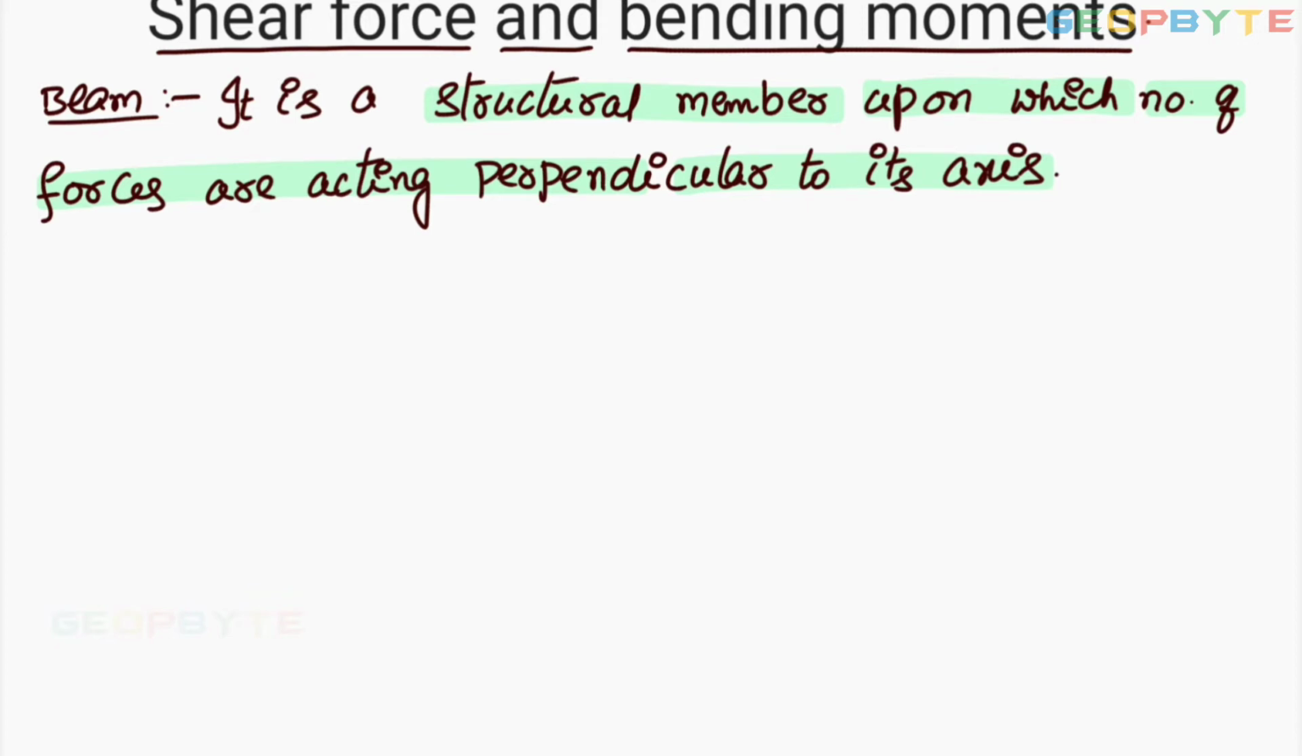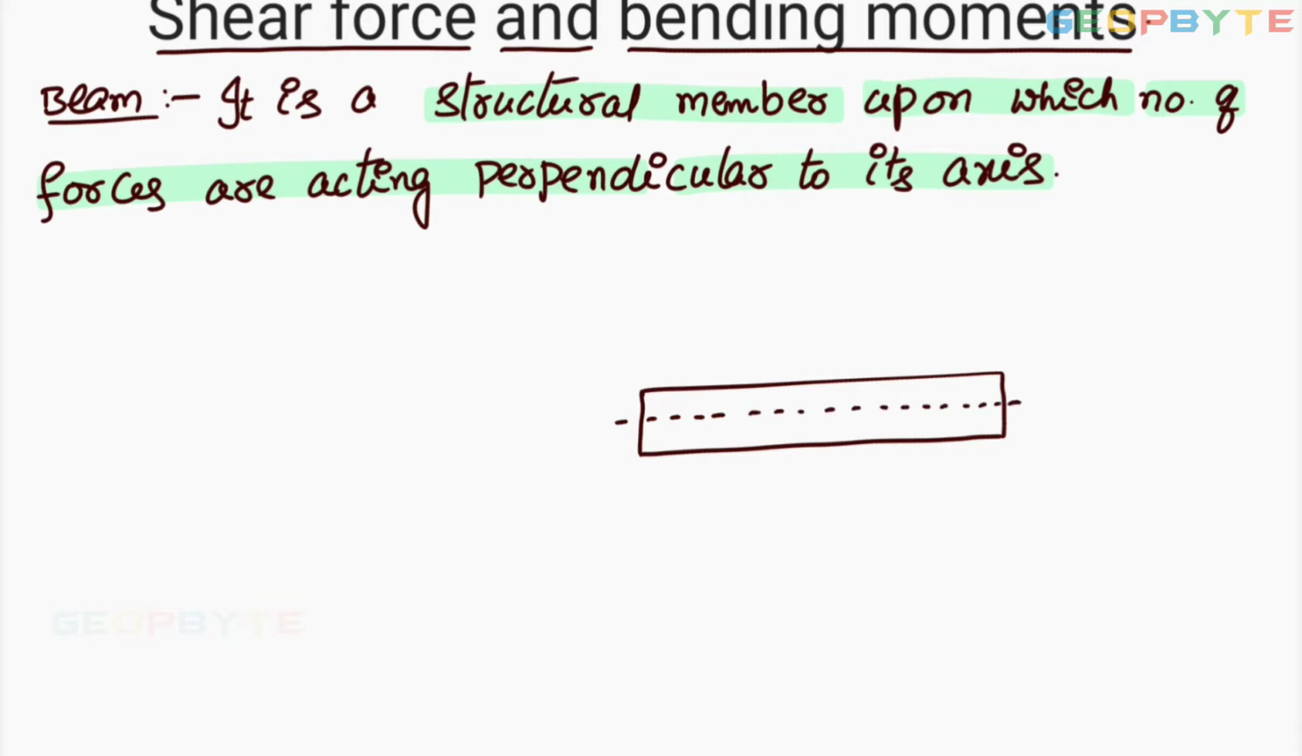It is like this. Let us assume this is the beam. This may be the axis of the beam. Normal to that axis, a number of forces may be acting like this, perpendicular to that axis. That is about the beam.